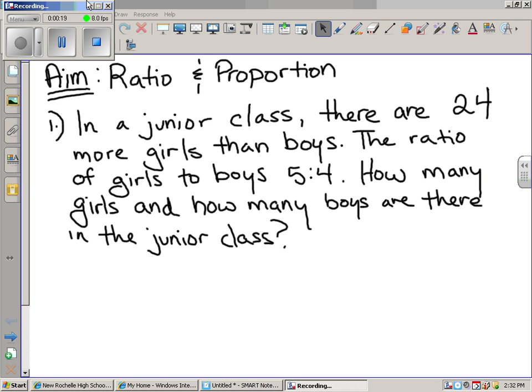That's a pretty sweet class to be in if you're a boy, right? What is that? Why? There's more girls for you. You're surrounded by girls.